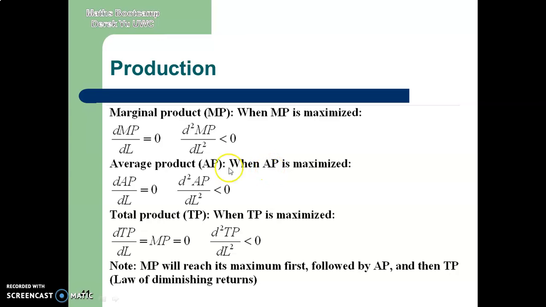And then the same when we move on to average product. At which labor quantity is average product maximized? This is the first order condition and then the second order condition. Finally, when we want to look for the labor quantity that will maximize total product, this is the first order condition. Slope must be 0. I remind you one more time, the first order derivative of total product is actually marginal product. And then the second order conditions.